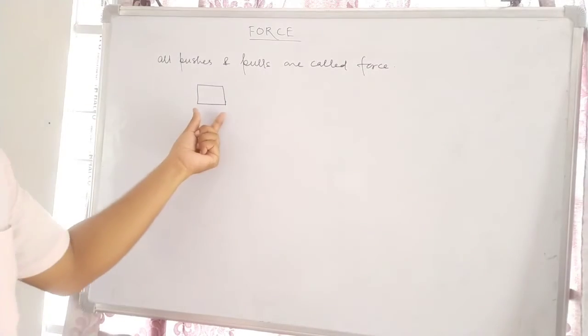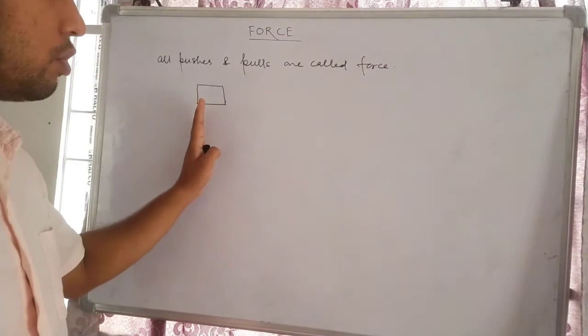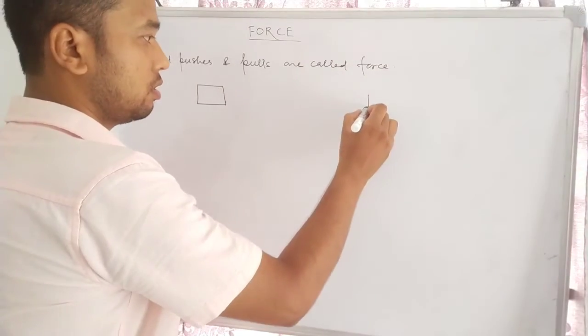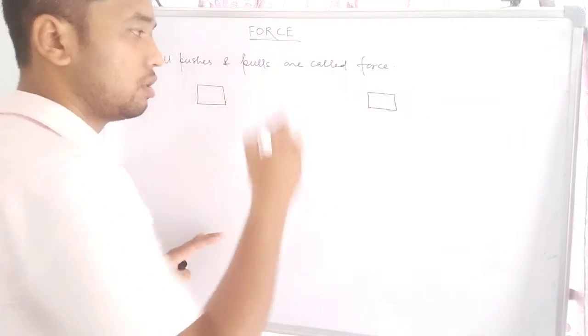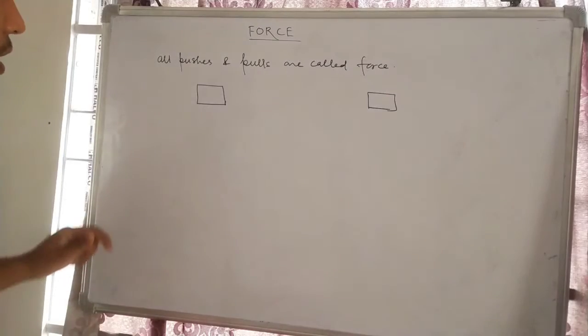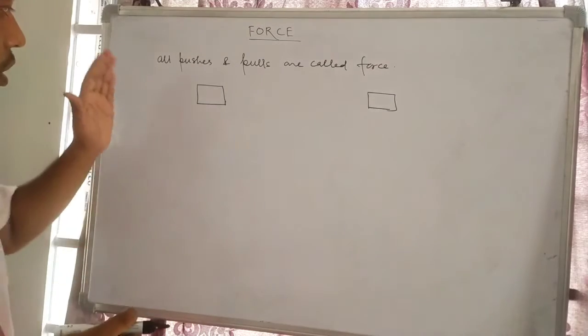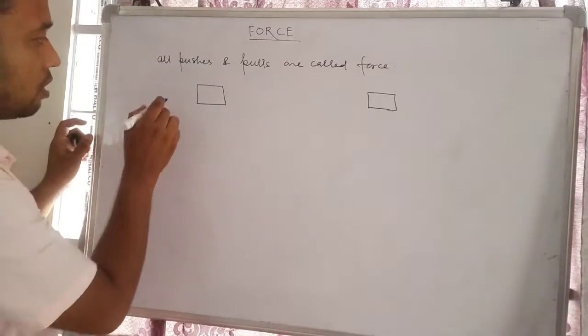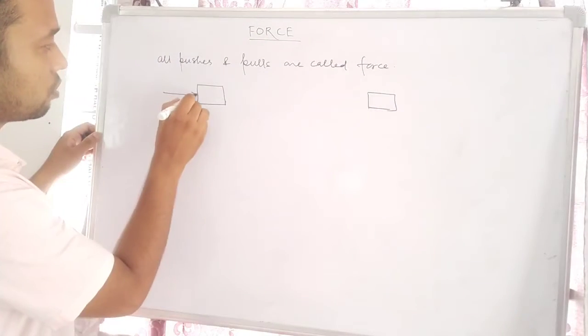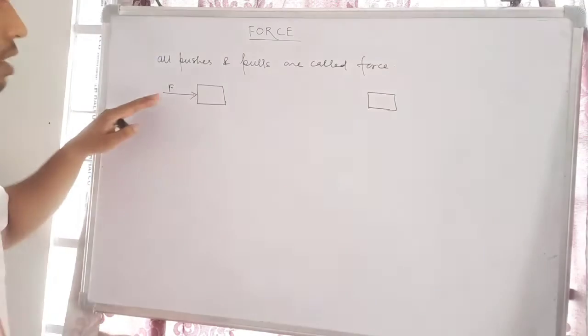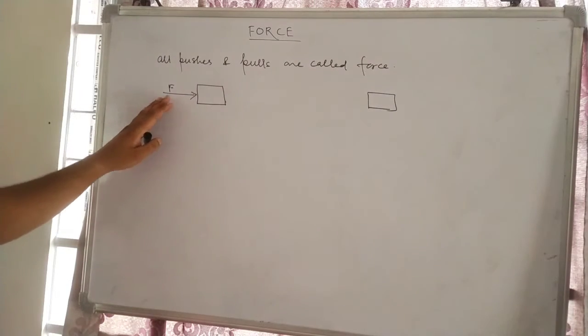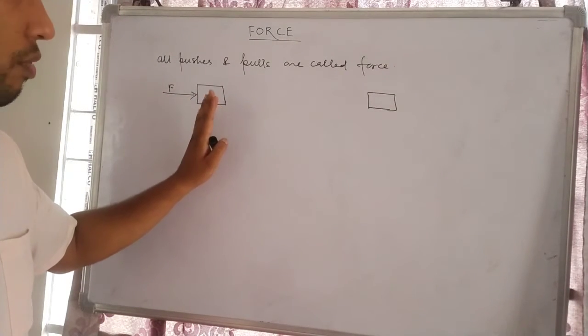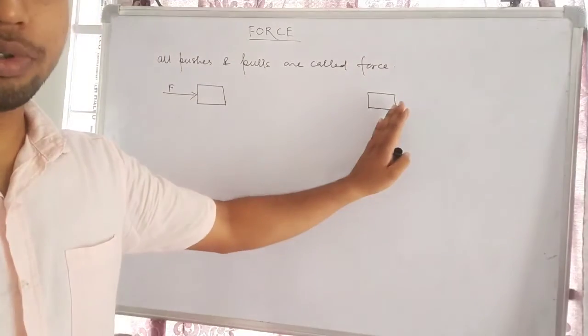and this object we have to move from this position to this one. Okay, and for that what we have to do, we have to push the object. Okay, we have to push the object, that means we have to apply a force on this object in this direction, and only then this object will move from this position to this position.